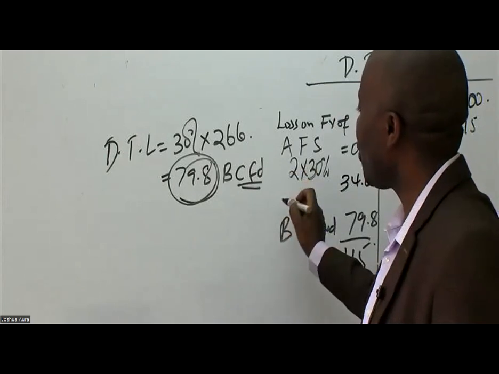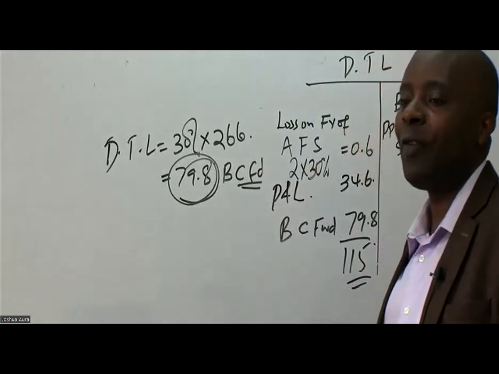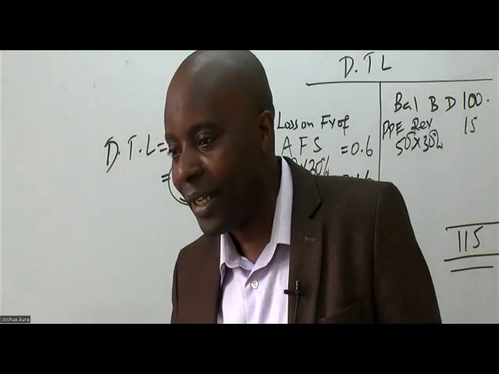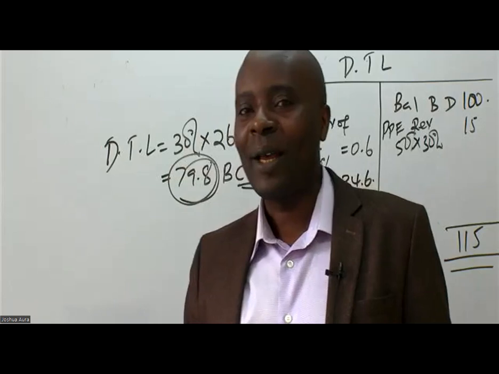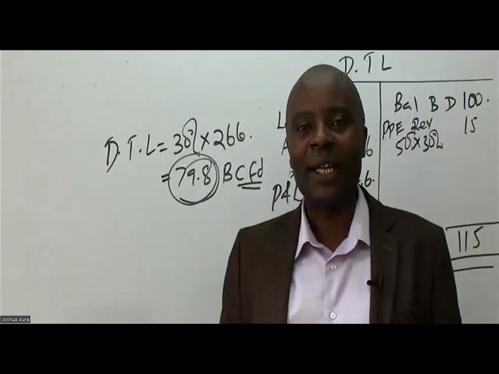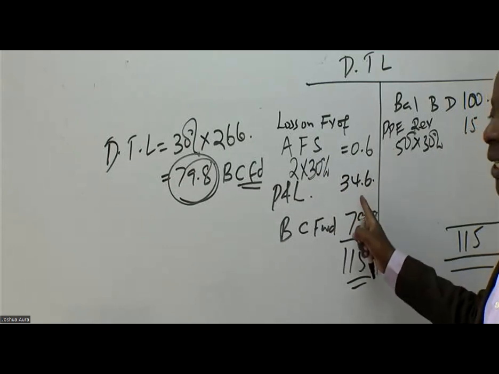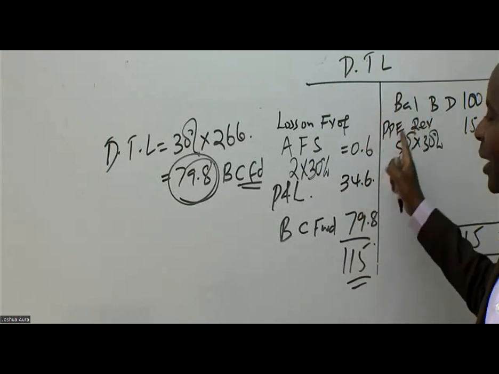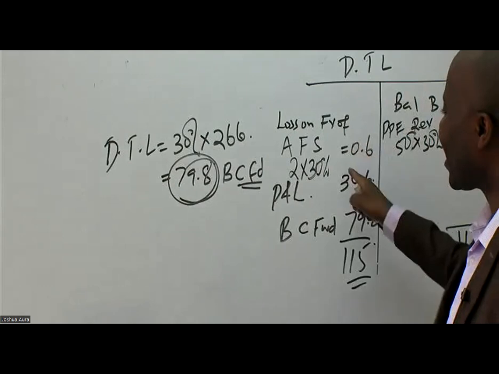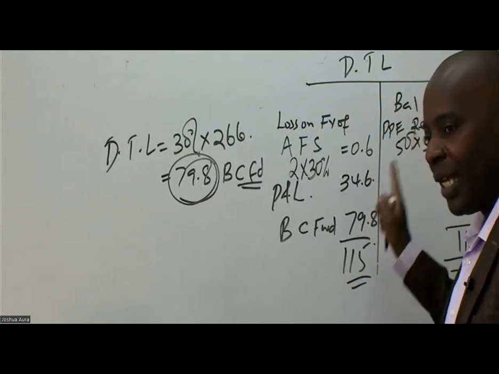So this 34.6, what do we do? This is what we take to our income statement. This is what we take as an income arising out of our deferred tax liability, right? So of course, in this case, for this 34.6 the journal will be that you debit the deferred tax liability account with 34.6, and then you credit the P&L account.